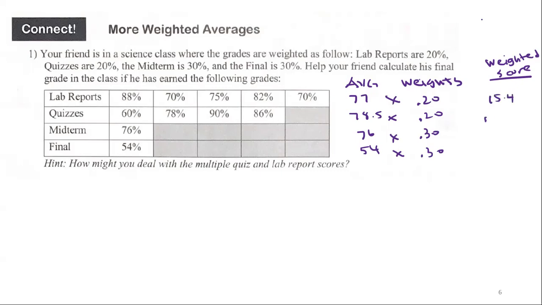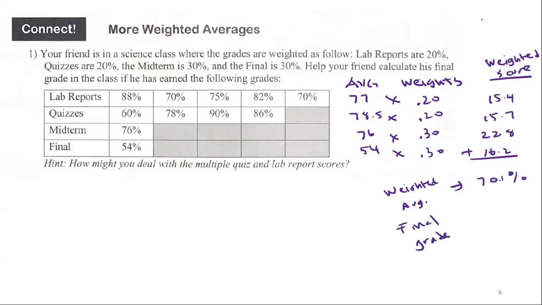So for that, we get 15.4, 15.7, 22.8, and 16.2. Okay. And then we add these up. And when we add them, we get 70.1, sorry, percent. So this is going to be your weighted average. That's your weighted average or your final grade for the course. So that would be a C minus.